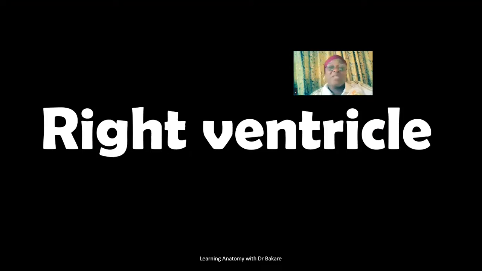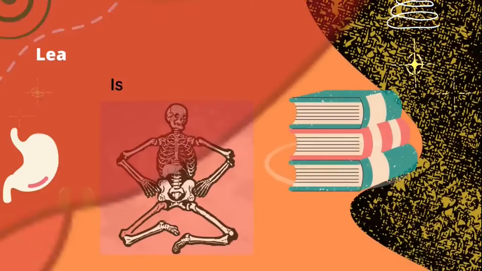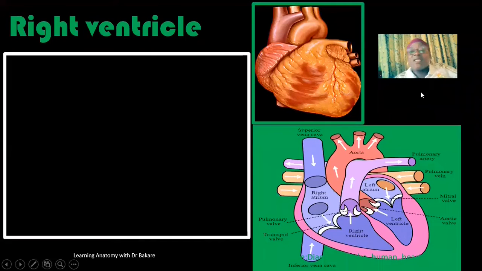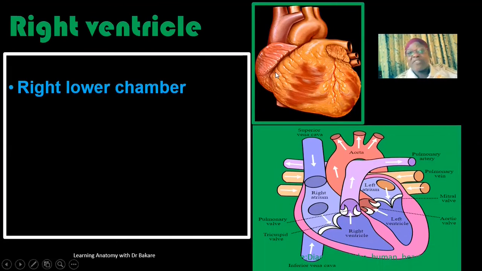In this lecture, we'll be looking at the right ventricle. The right ventricle is the right lower chamber of the heart. This is the entire configuration of the heart. And we know that in the heart, we have upper chambers and lower chambers. The upper chamber is made up of the atria, while the lower chamber is made up of the ventricles. So the right lower chamber is where we have the right ventricle, and this is the right ventricle. In this image down here, this is the right ventricle. You can see that it is located in the right lower region of the heart, just as the name implies.